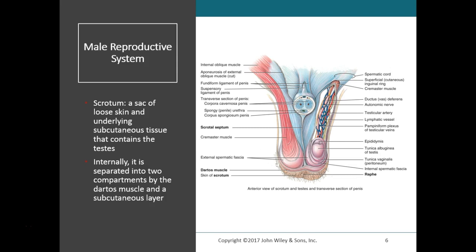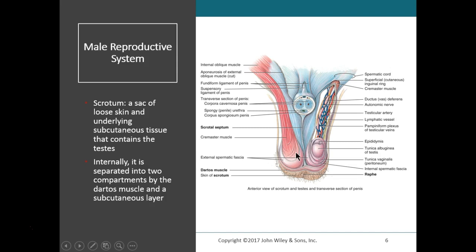The dartos muscle is made up of smooth muscle, and when it contracts, it draws the scrotum closer together and works with another muscle called the cremaster muscle. Cremaster means suspender, and it works sort of like a suspender, helping to pull the scrotum up. The cremaster muscle actually runs through the spermatic cord, and this, of course, is an opened version of the spermatic cord. Here you can see that scrotal septum.